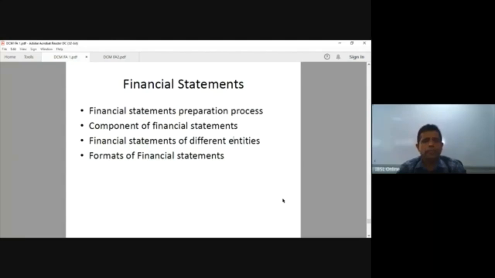The component I discussed: if you take the financial statements of different entities, financial statements have different technical jargons. If you take the banking industry, the technical jargons may be loans and advances, treasury bills, treasury bonds, non-performing loans, cost to income ratio, impairment, right?